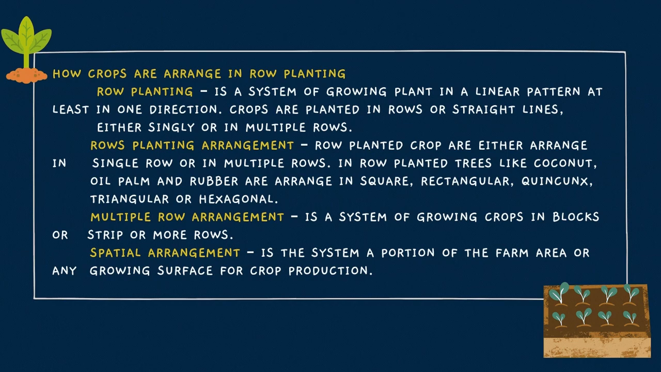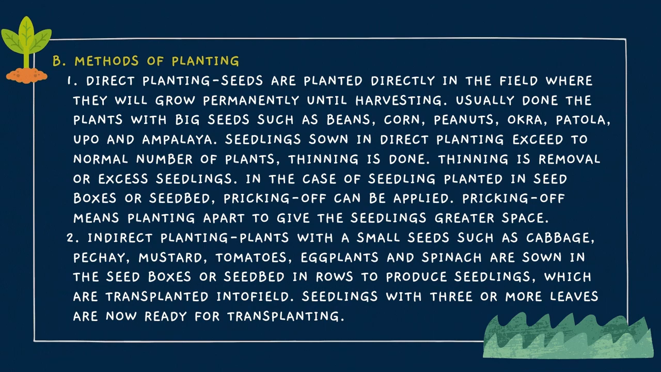Spatial arrangement is the system of portion of the farm area or any growing surface for crop production. B. Methods of planting. A. Direct planting. Seeds are planted directly in the field where they will grow permanently until harvesting. Usually done the plants with big seeds such as beans, corn, peanuts, okra, patola, upo, and ampalaya.